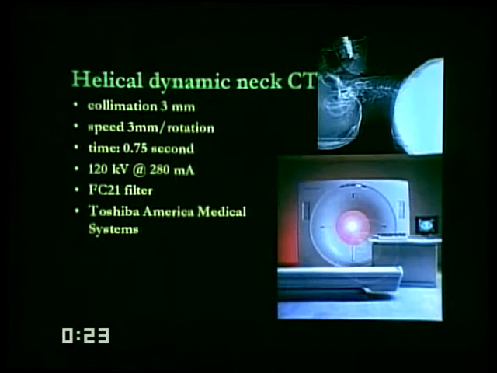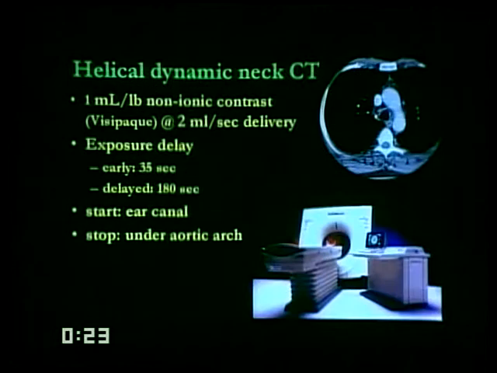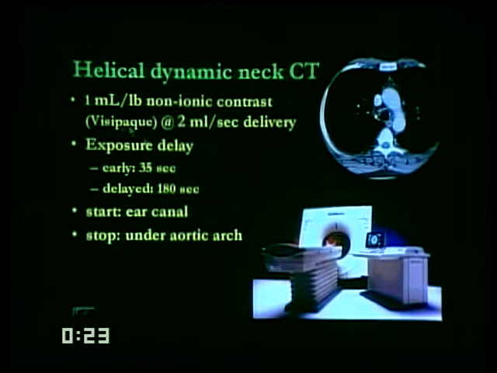When you do a CT of the neck, it's very important to do it in a dynamic fashion. That's because vascularity, vascular enhancement, and contrast washout patterns are exactly what's going to help you differentiate one entity from another. So it's very important to acquire images during as well as after the injection of intravenous contrast. The typical dose you use is approximately 1 cc per pound of body weight.